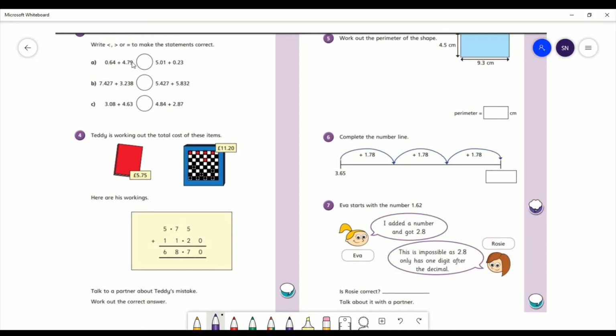Okay, so let's have a look at this. Let's just remind you what these signs mean. If it's that way around, it's less than. Then this is greater than, and then equal to. So before you actually do this, you've got to actually calculate these.